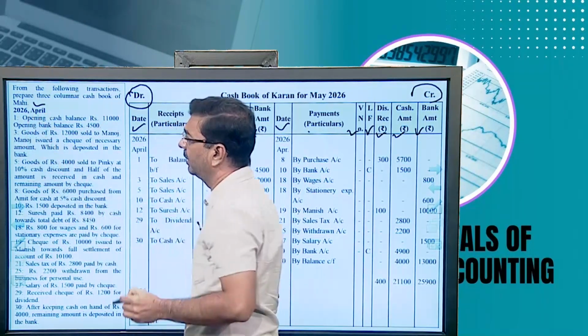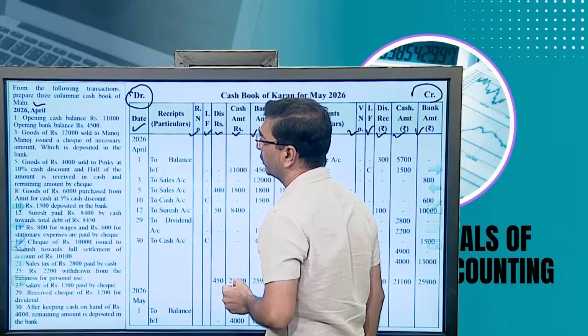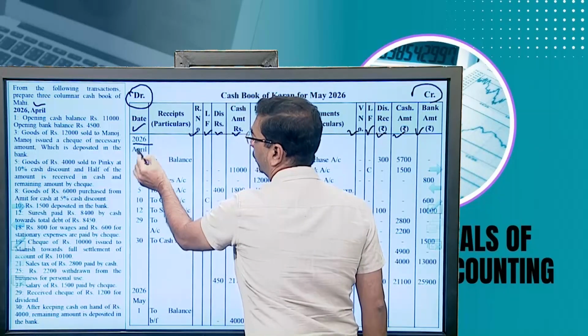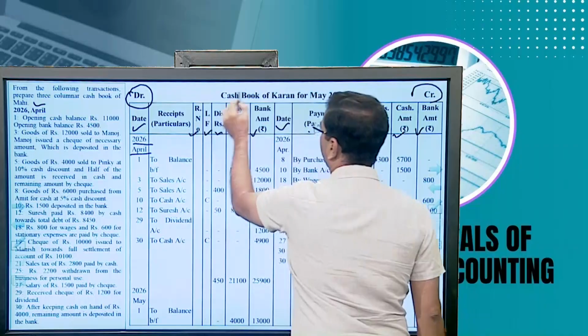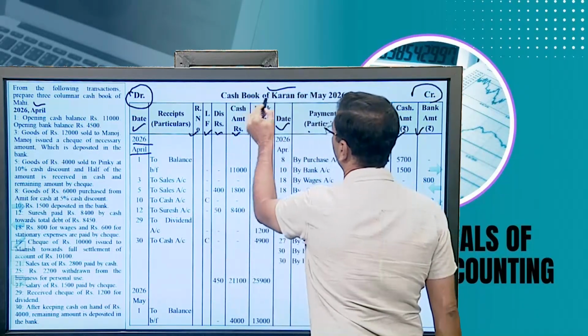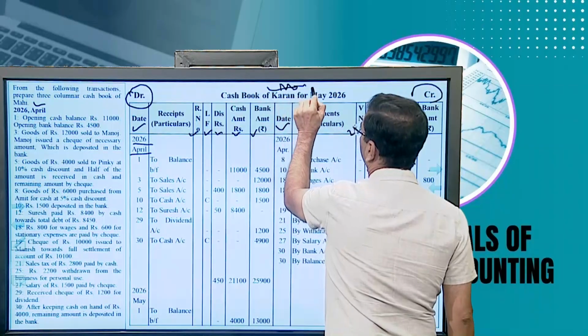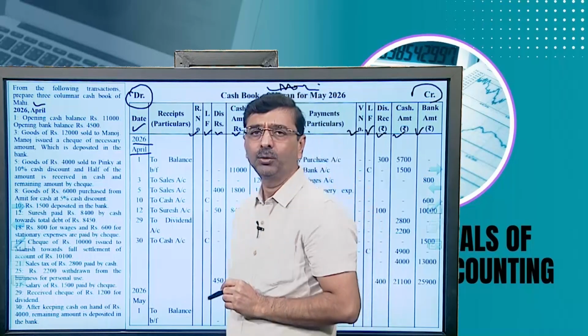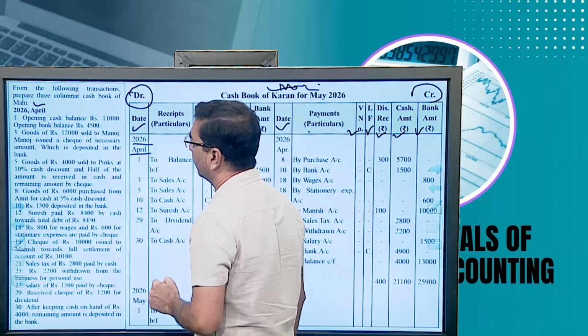So we are preparing Mahi's three-columnar cash book for 2026, month is April. Title: the cash book of Mahi, for the month of April 2026. Now we'll take the transactions one by one.